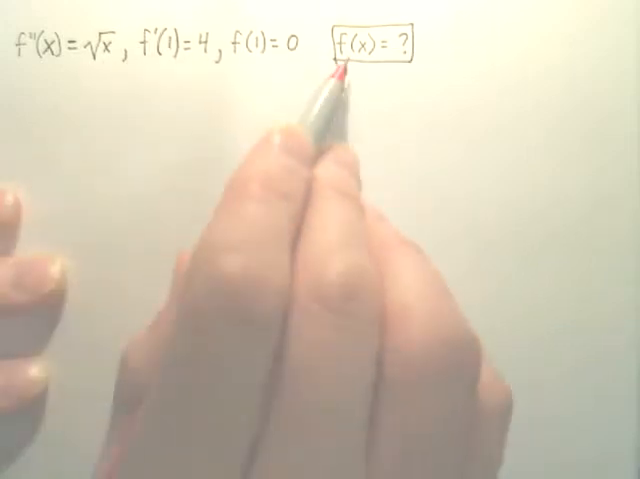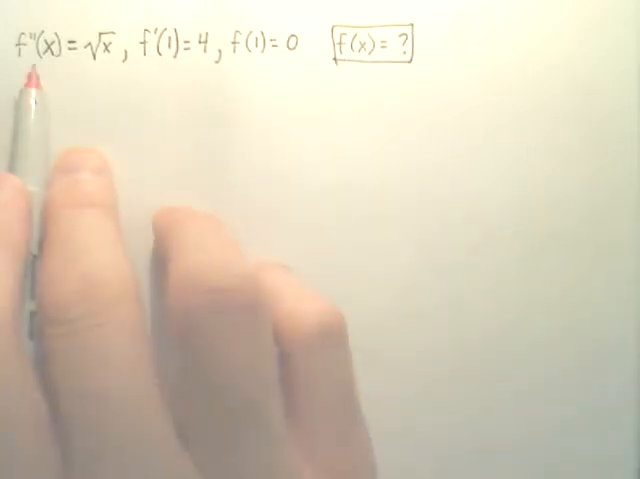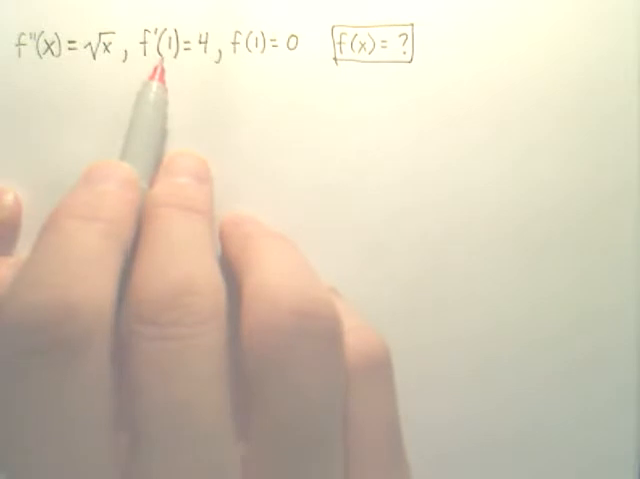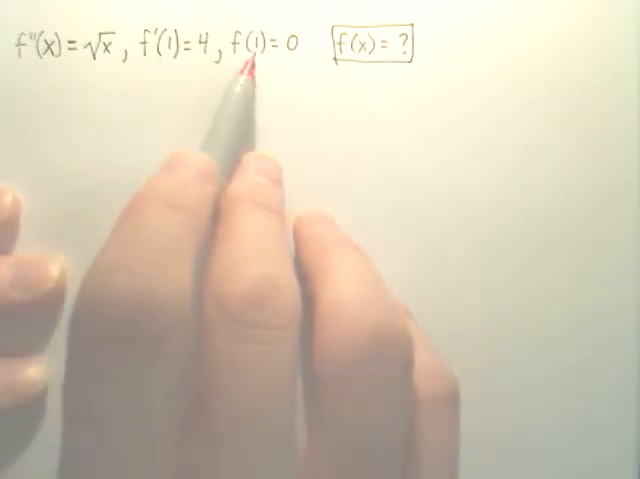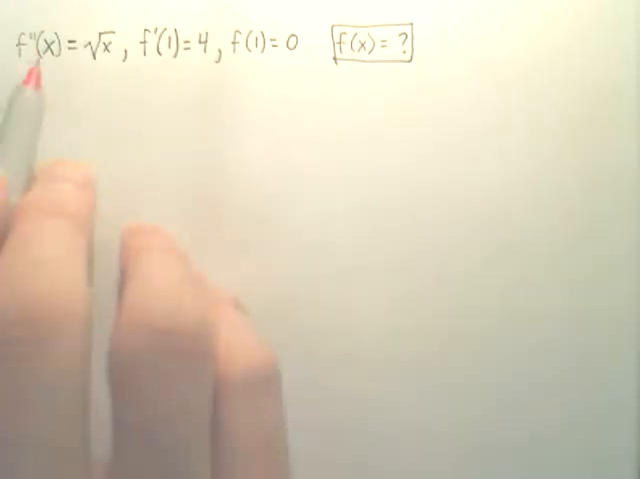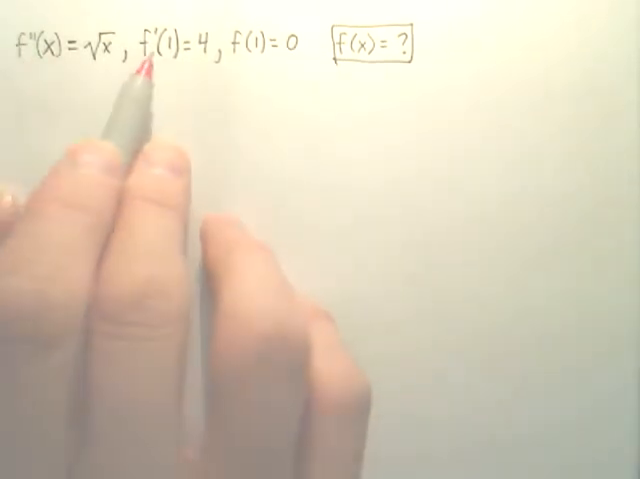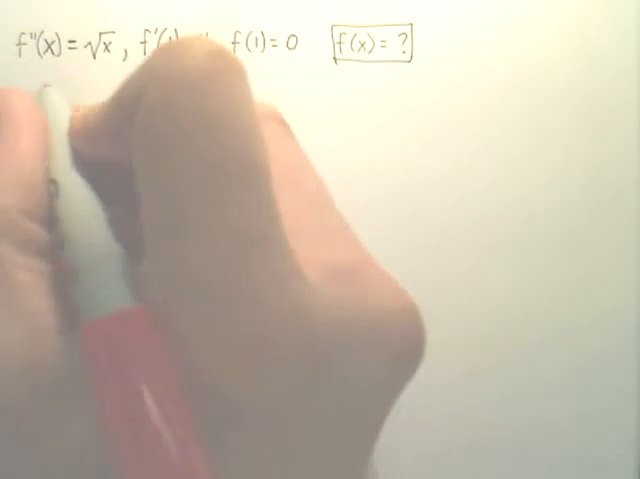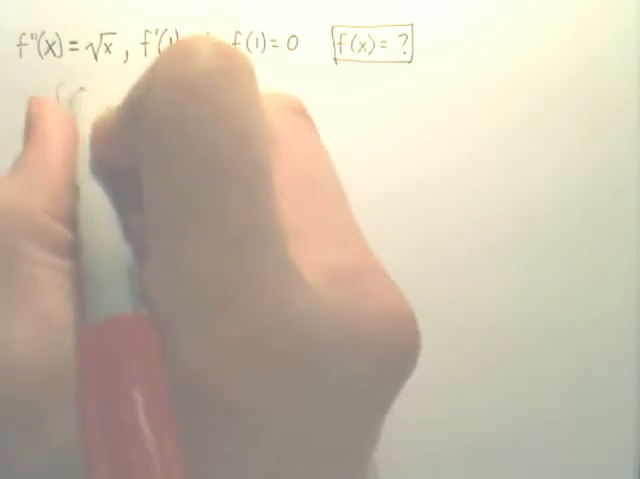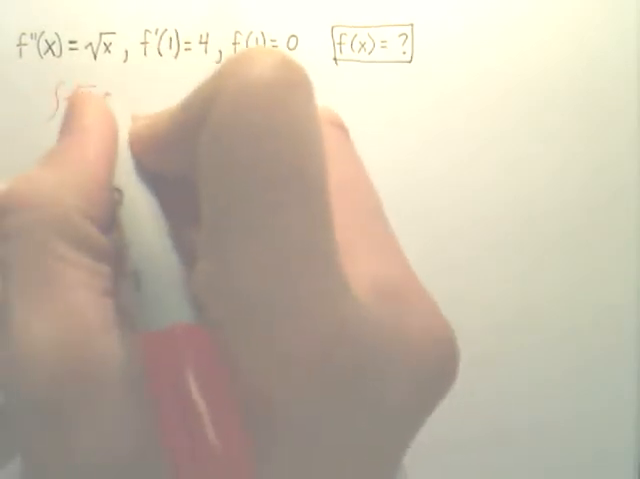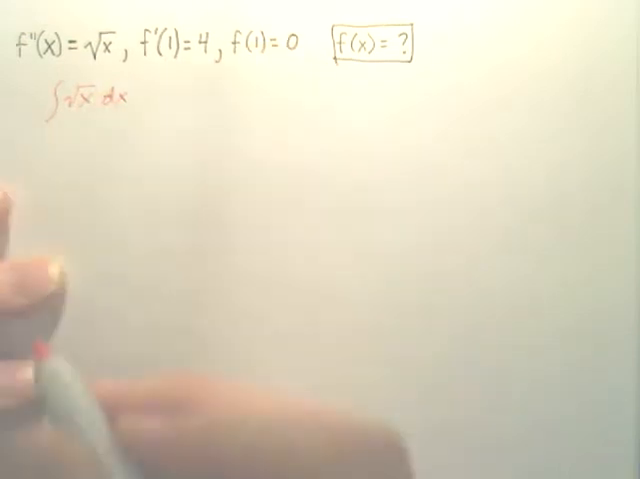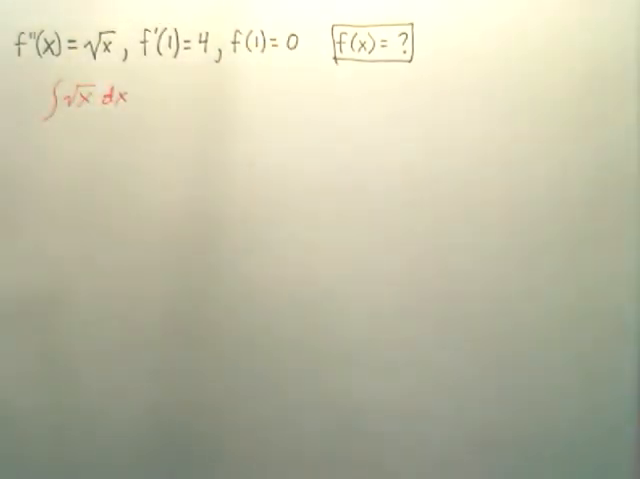Okay, we want to find f of x. We start with the second derivative. We start with a coordinate of the first derivative, and we start with a coordinate of the original function. So in order to work from here to the first derivative, we have to integrate. So we're just going to basically integrate the square root of x dx. So we're going to integrate this.